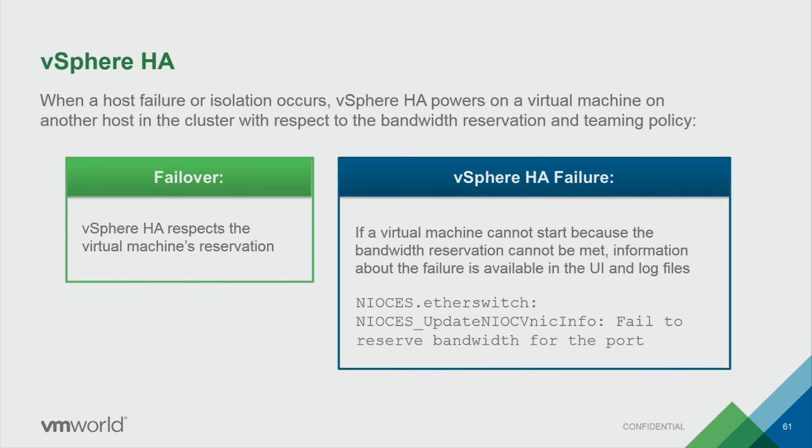When we have a failover for HA, the HA is going to take into account the virtual machine's reservation, not just for the host-based resources of CPU and memory, but also reservation for things such as our network I/O control bandwidth requirements, so that we have that factored into our failover capacity in our 6.0 implementation.